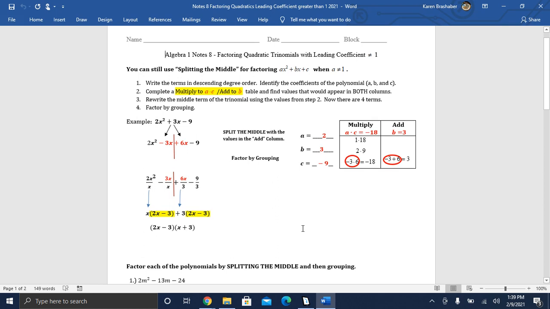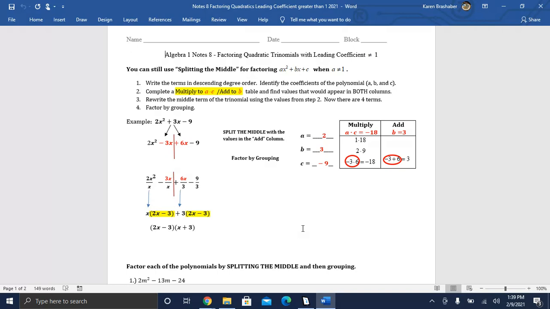Welcome back, students. Today we're going to work on factoring quadratic trinomials, but this time the leading coefficient, or in other words, the a, is going to be a number other than 1. So I have a completed example for you, and hopefully you'll notice that the process is the same process as what we did with your lesson 7.